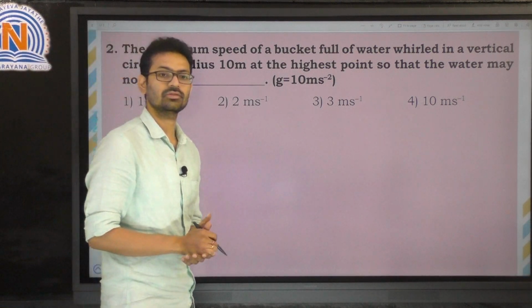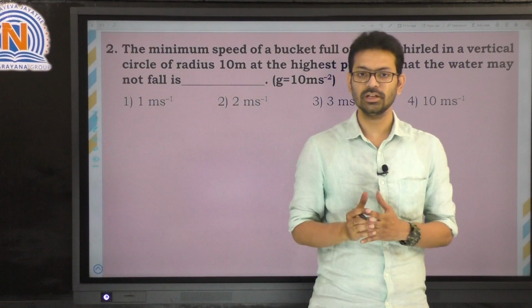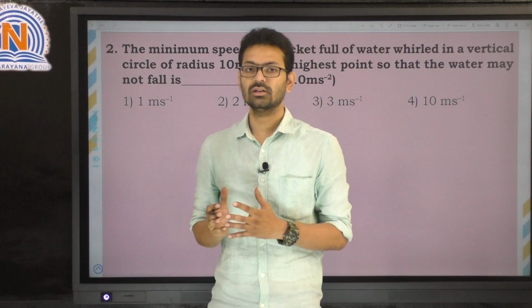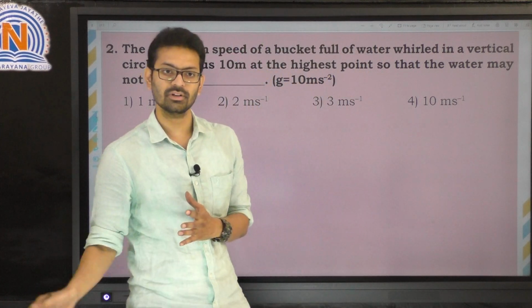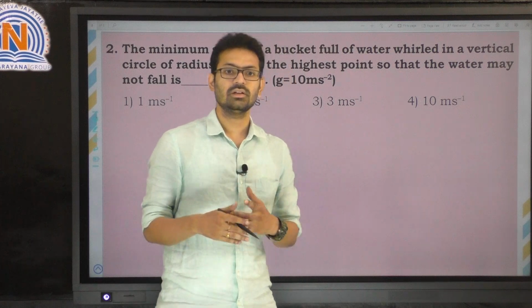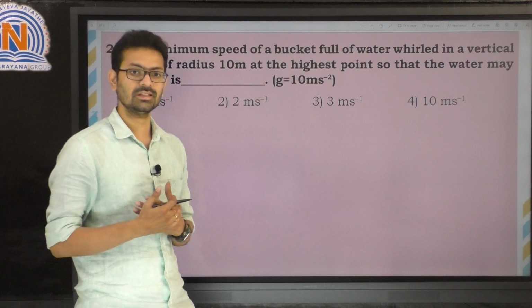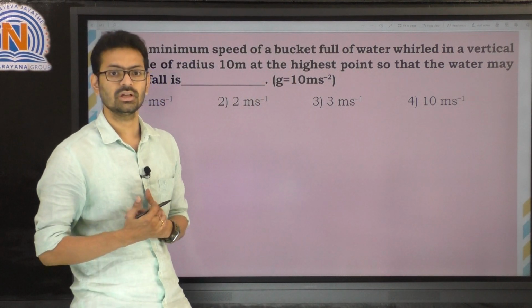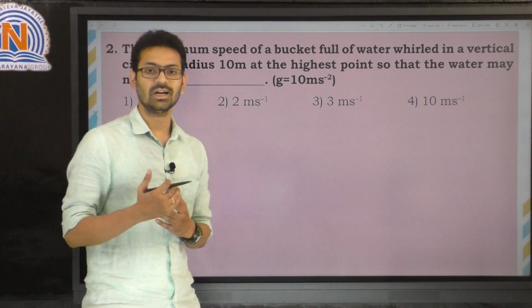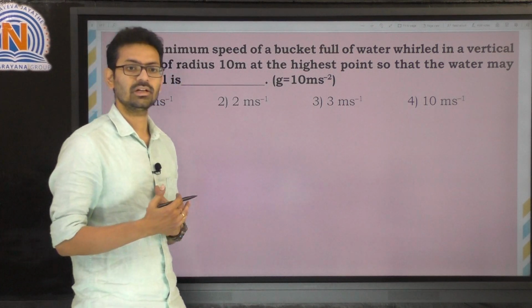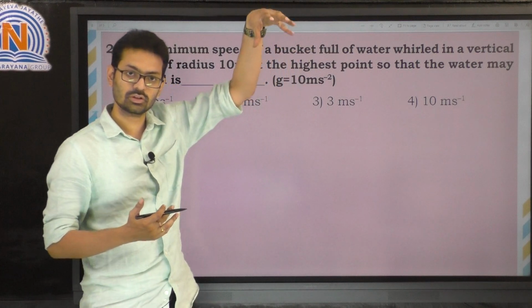So here the next question. The minimum speed of a bucket full of water whirled in a vertical circle, the radius is given as 10 meters, at the highest point so that the water may not fall in. So that means the water should not fall.